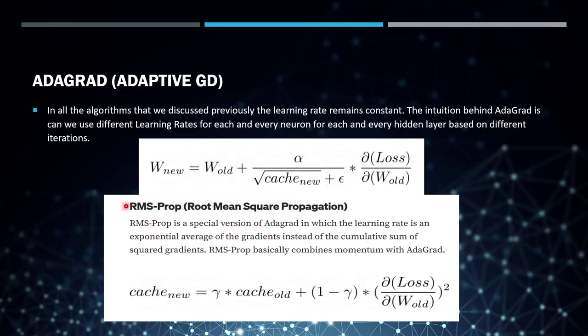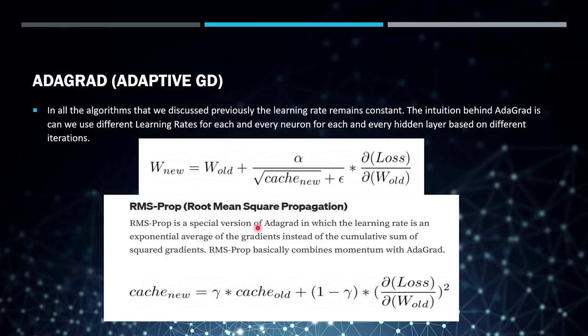The RMS propagation, which is root mean square propagation, is a special version of AdaGrad, in which the learning rate is an exponential average of the gradient instead of the cumulative sum of squared gradients. RMS propagation basically combines momentum with AdaGrad. You can see that this is the formula for RMS propagation, root mean square propagation. This is also an optimizer function.